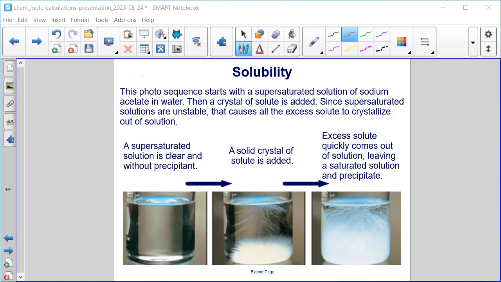This photo sequence starts with a supersaturated solution of sodium acetate in water. It is clear and without precipitate. Then a crystal of the sodium acetate solute is added in the second image. Since supersaturated solutions are unstable, the addition of that seed crystal causes all the excess solute to crystallize out of solution. The excess solute quickly comes out of the solution, leaving behind a saturated solution and the precipitate, which you see.